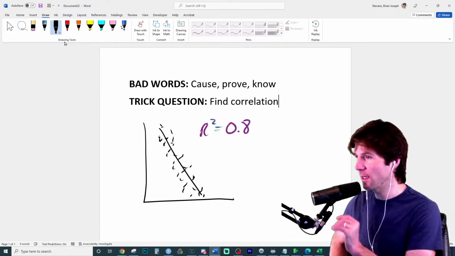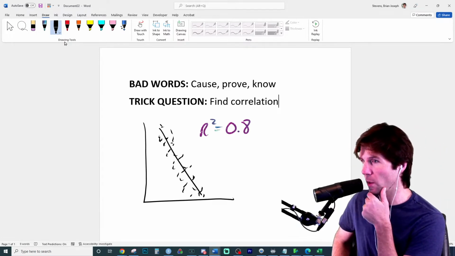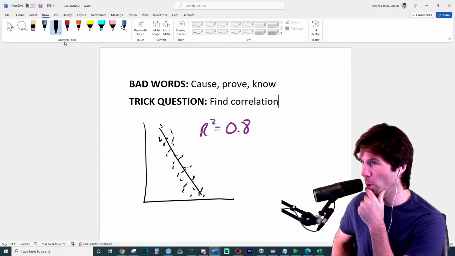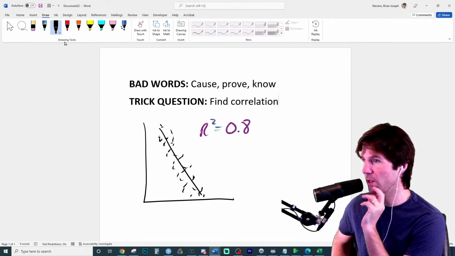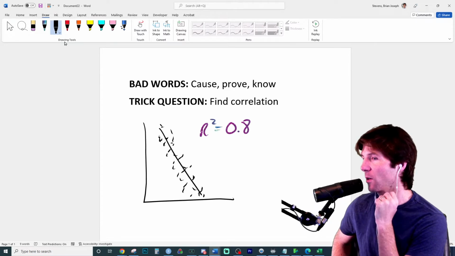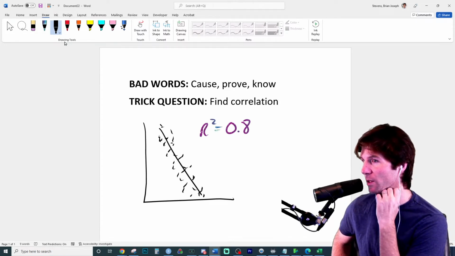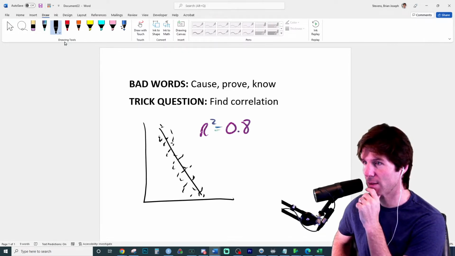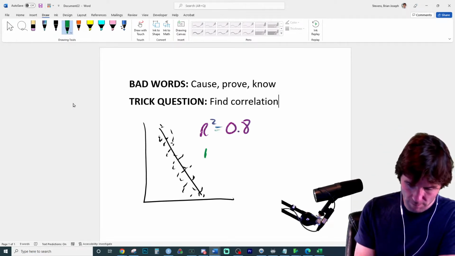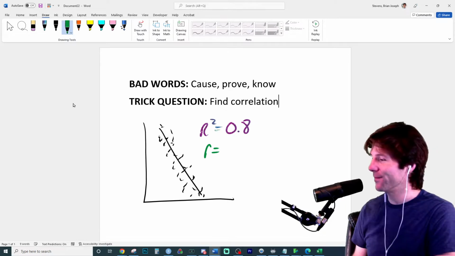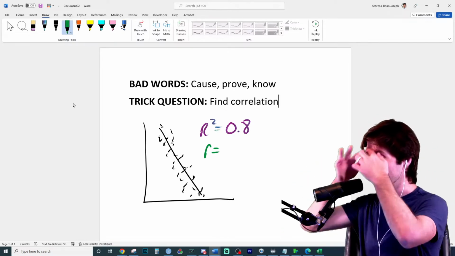We did this one last night, and I don't think I caught anybody. It says R squared is equal to 0.8. Find correlation. So what is R equal to? We might catch someone on this.